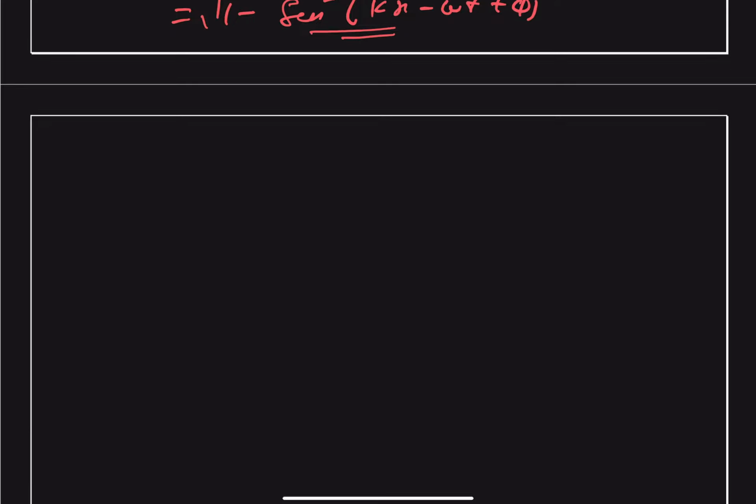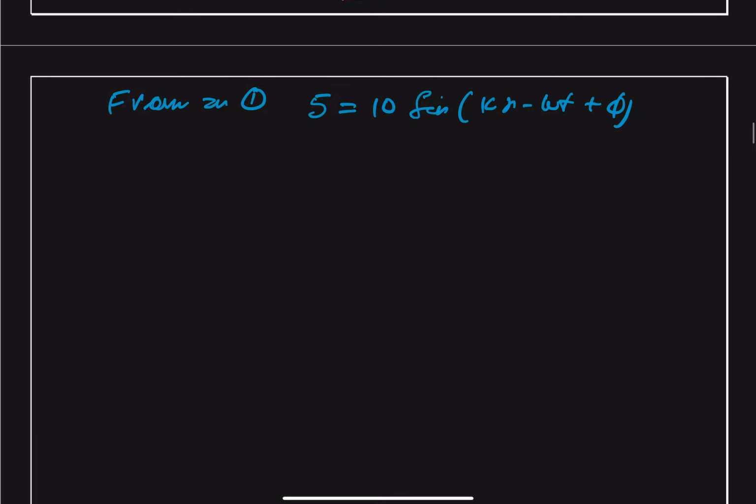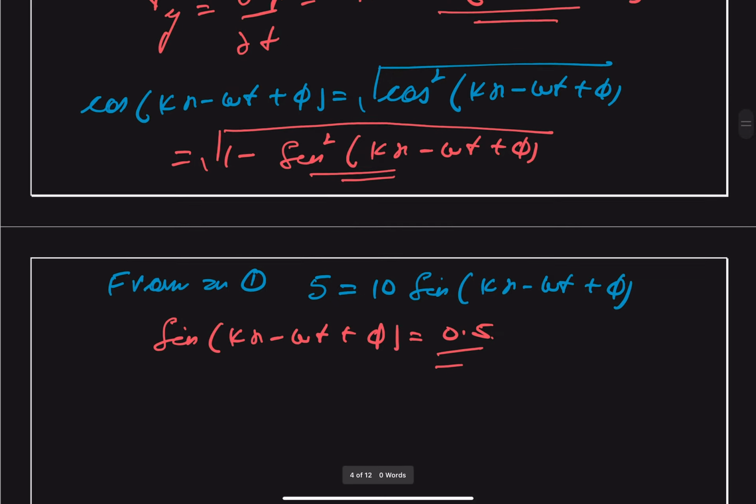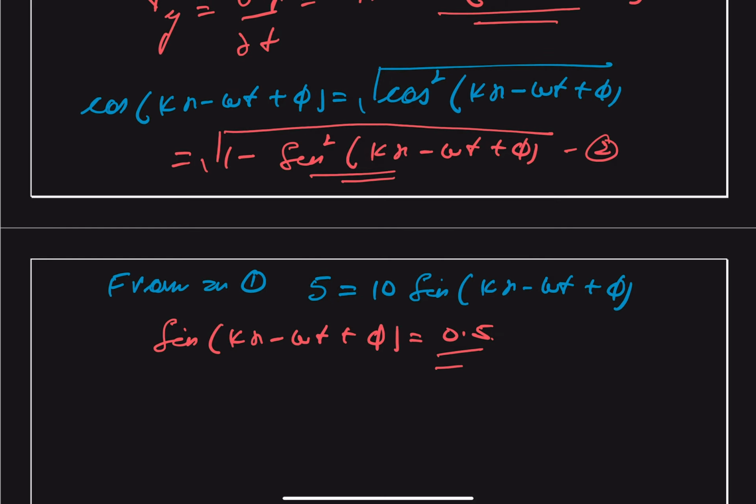So from equation 1, the displacement is given as 5, the amplitude is given as 10, and we have sine of kx minus omega t plus phi. This gives us that sine of kx minus omega t plus phi will be equal to 0.5. Let us call this equation number 2. Now we substitute it in the cos expression.